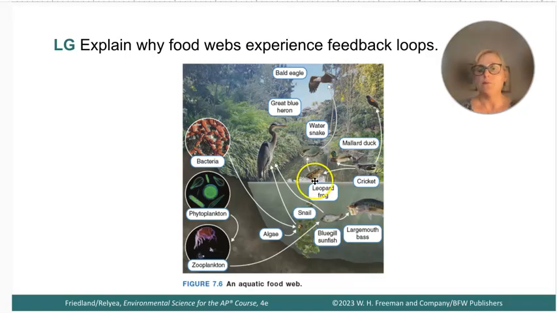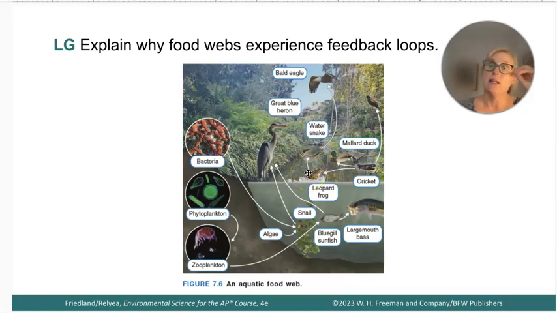Now, a positive feedback loop means something keeps going. So if we have less leopard frogs, the feedback is there's going to be less water snakes, less bald eagles. And so we call this a positive feedback loop. That doesn't mean good or bad. Positive and negative feedback doesn't mean good or bad. Positive means it's going in the same direction. Less leopard frogs, less water snakes, less bald eagles.